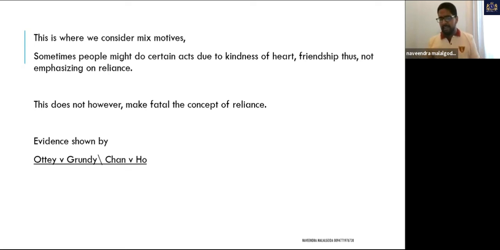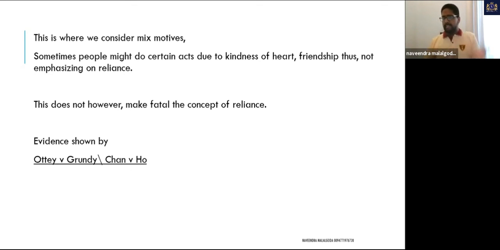Because now if the courts gave out the idea that only things done with an ulterior intent are to be rewarded, that would be very immoral. Would you agree, Vicky? So there was an issue.